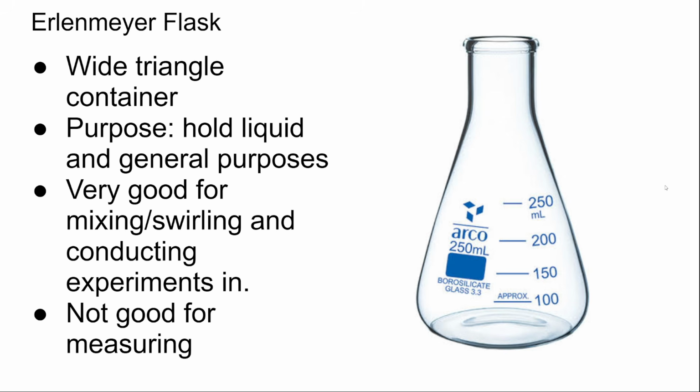Next, we have something called an Erlenmeyer flask. These are the easiest to identify because they look like a triangle. So they're the container or flask that looks like a triangle. They have very similar purposes to a beaker, which means that they're very good for holding liquid and for general purposes. The biggest pro of this in comparison to a beaker is that it's very good for mixing and swirling. If you have to swirl a solution in an Erlenmeyer flask, the triangular shape makes it so it doesn't spill over.